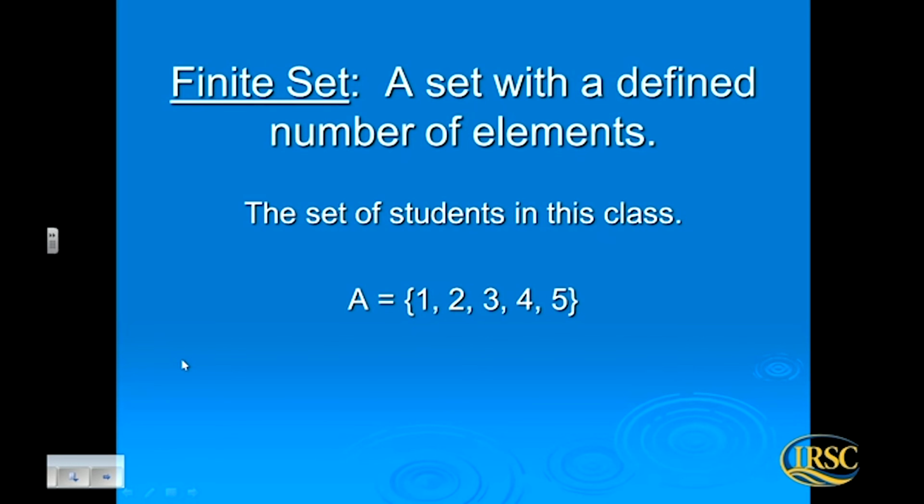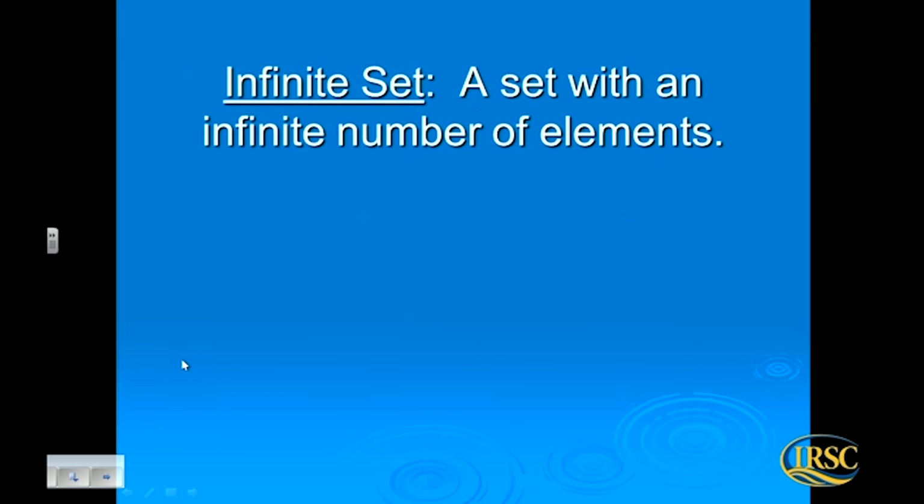The opposite of a finite set would be an infinite set, a set with an infinite number of elements. The set of natural numbers is an infinite set. When you start counting up the numbers, 1, 2, 3, 4, 5, and so on, it goes on forever. So you cannot define the amount of elements that are in there.